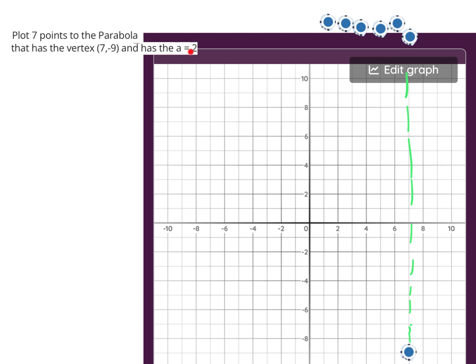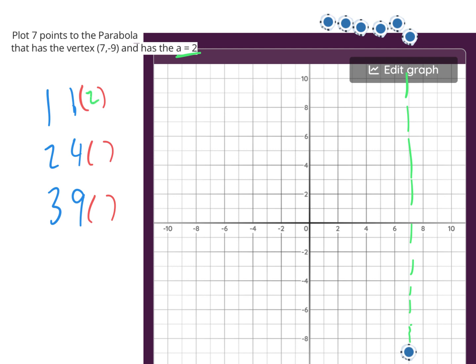They tell us that the a value is +2. So you can't use the pattern 1, 1, 2, 4, 3, 9 as it is. What you have to do is modify the outputs of the pattern by multiplying by your new a value, which in this case is 2.